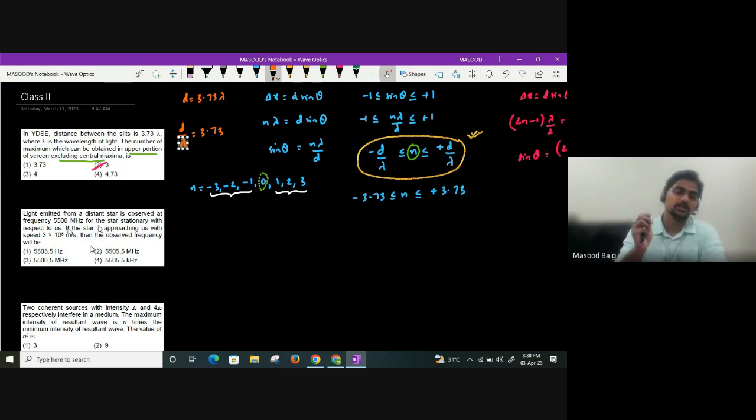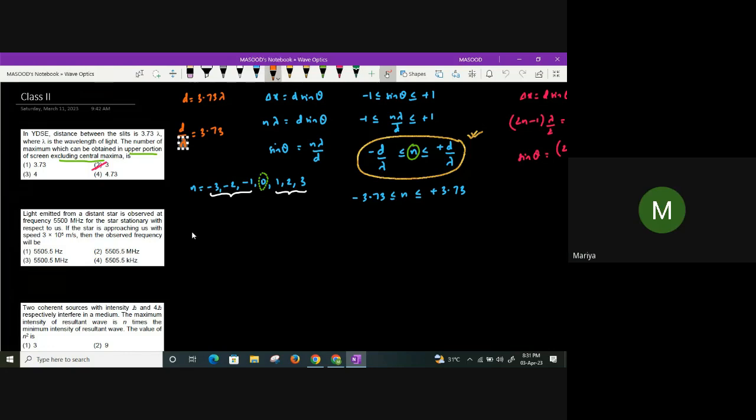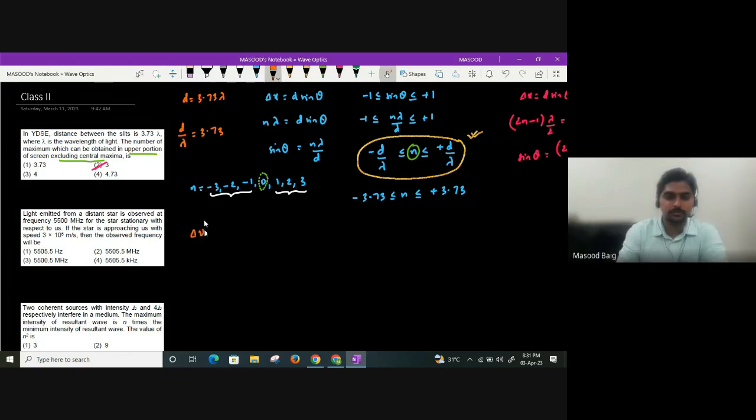So whenever the star is a source of light here, guys, the source is approaching the observer. What will happen to frequency? Increase or decrease? Increase. It will increase. And what is the formula that we are going to write? We know delta lambda by lambda can be written as v by c again. So here you can write delta nu by nu can be written as v divided by c.